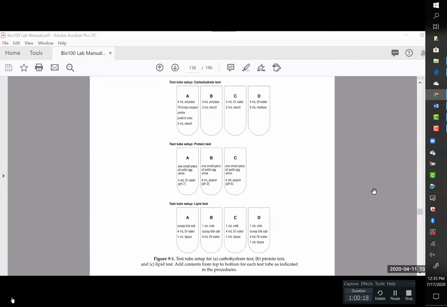Test tube B, we had our amylase and starch. That one did exactly what we would expect it to do. The amylase broke down the starch, so we were mostly negative for starch during the iodine test, IKI, and we were mostly positive for maltose or simple carbohydrate during the Benedict's test.